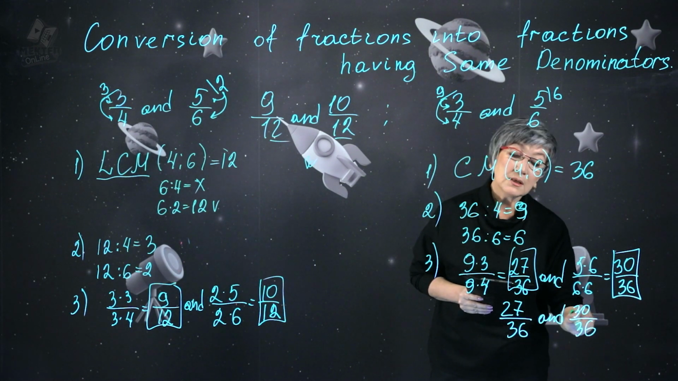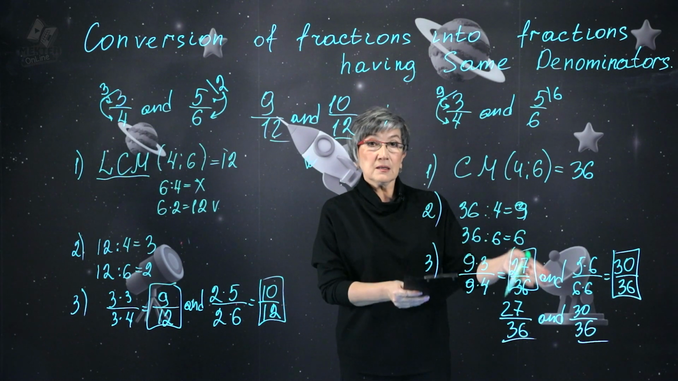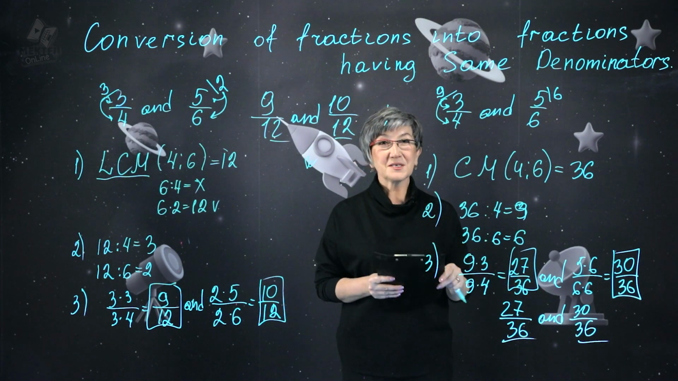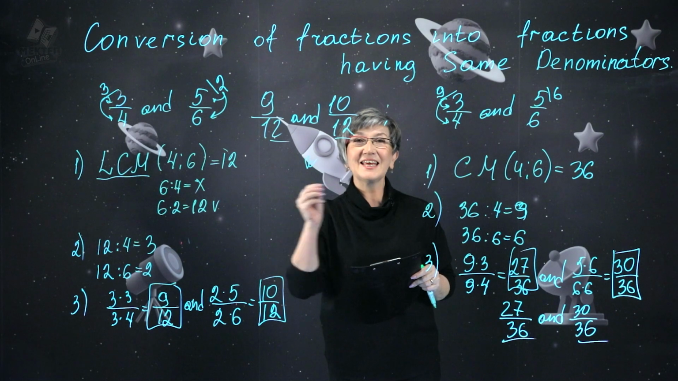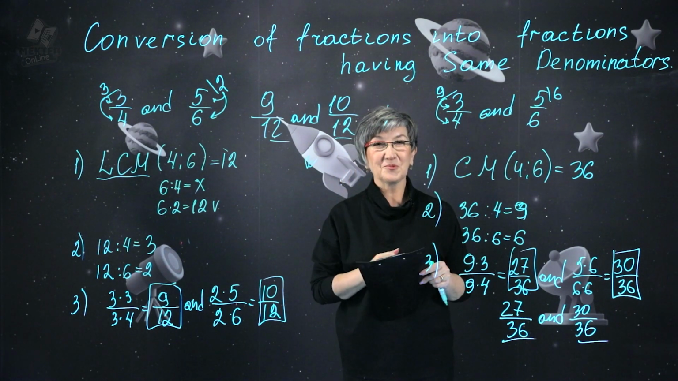So ultimately I ended up once again with a common denominator, just like before. And that's the right decision. The only thing is that in math it is customary to bring fractions to the smallest denominator so that the numbers are as small as possible and convenient to work with.